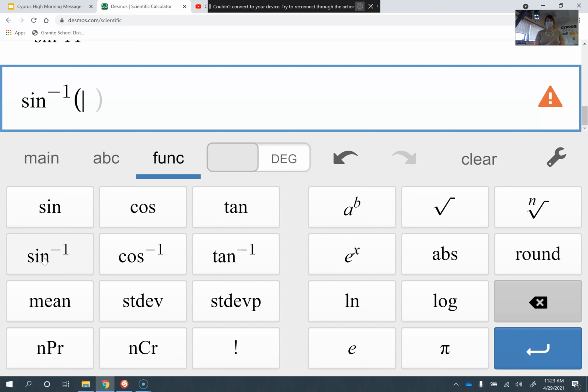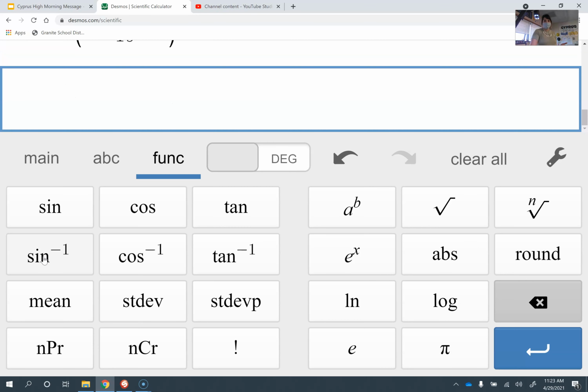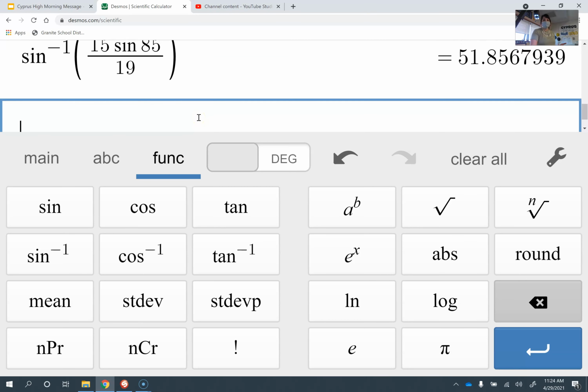Then we type it in exactly like we did last time. We can type in 15 sine 85 slash 19. We don't need to end the parenthesis. We can just hit enter if we'd like to. We're going to round to the nearest whole. So I get that this is 52 degrees. Is that what you guys got? Okay. So that's a little bit more than we're used to writing when it comes to showing our work.